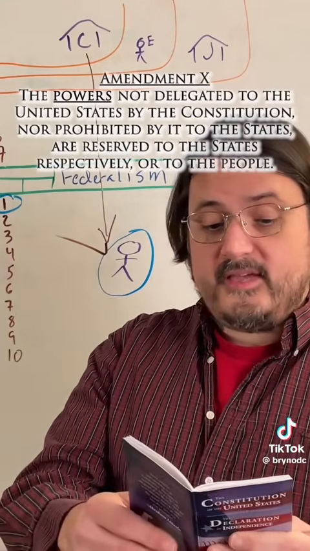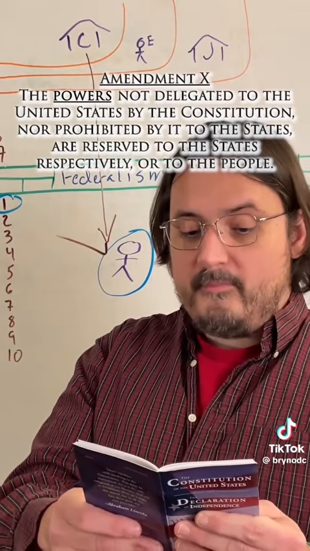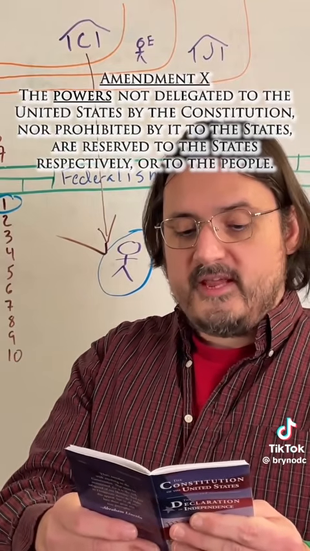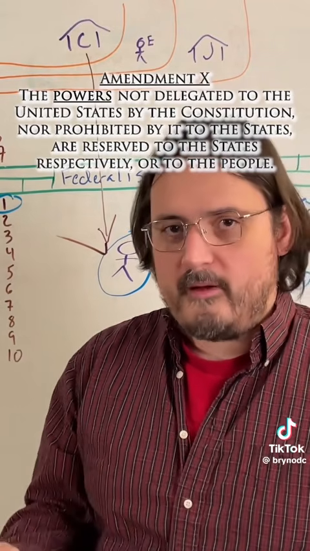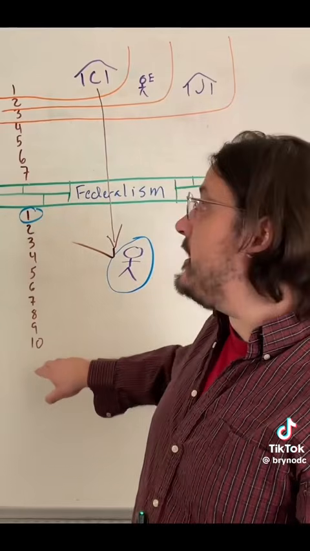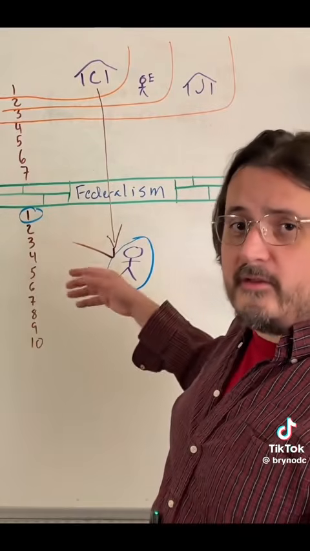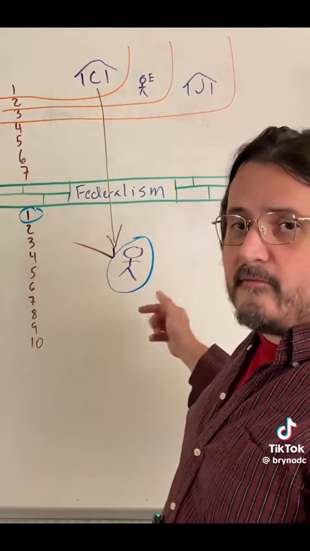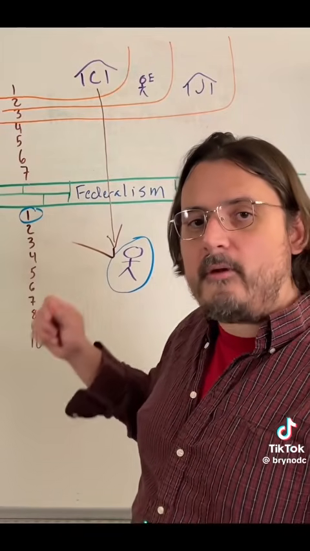So the 10th Amendment says, the powers not delegated to the United States by the Constitution, nor prohibited by it to the states, are reserved to the states respectively or to the people. The most important word here for what we're talking about right now is the word powers. The 10th Amendment is only talking about powers, not about rights. And it talks about distributing those powers between the federal government and the state government, whether the people are involved. We have a whole video on that, but it's only about powers.